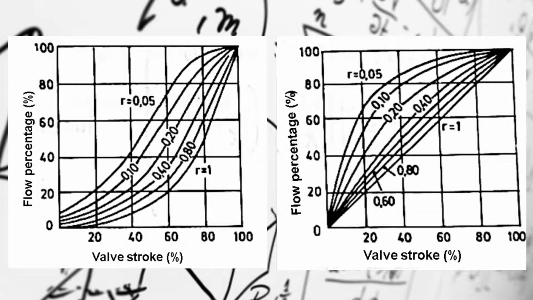Here, we can see that the equal percentage characteristic gradually shifts towards a linear characteristic curve as R decreases. That is, as the pressure drop available to the valve decreases, and simultaneously, the percentage of pressure loss in the line increases.